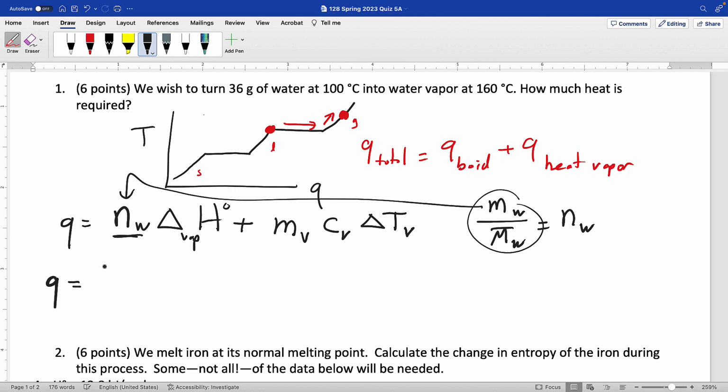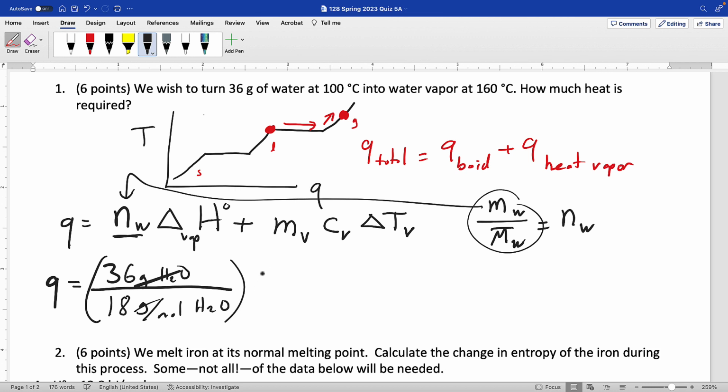So the mass of water is 36 grams, and water is 18 grams per mole. So we can see our grams are going to cancel, and we're going to end up with moles. So we'll take that, multiply it by our heat of vaporization. So that's 40,600 joules per mole, or 40.6 kilojoules per mole. So we can see that we've got per mole on the bottom, we've got per mole on the top. Those are going to cancel, so we're going to end up with just joules.